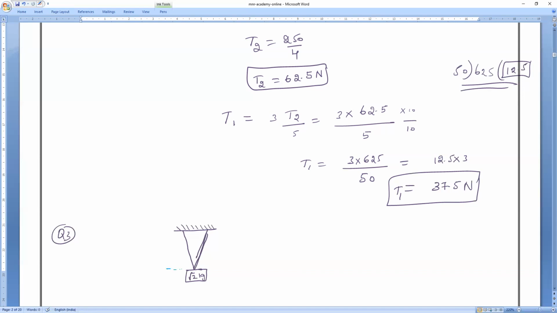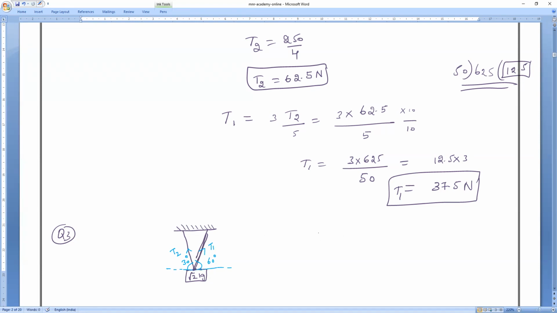Both the strings make angles with the surface, this angle is 30 degrees and this angle is 60 degrees. That is what you have to remember. Both the strings are at different angles, so the tension exerted by this one is not the same. This is T1 and the tension in the other string is T2.